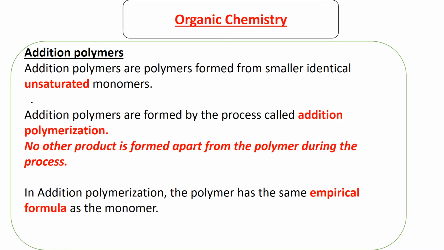So another point to note is in addition polymerization, the polymer has the same empirical formula as the monomer. What is the empirical formula? Empirical formula is the formula that shows the number of each type of atom in a compound in its simplest form. So what I mean by that is, let's say we have this monomer CH2 and this polymer. So this CH2 has one carbon atom and two hydrogen atoms.